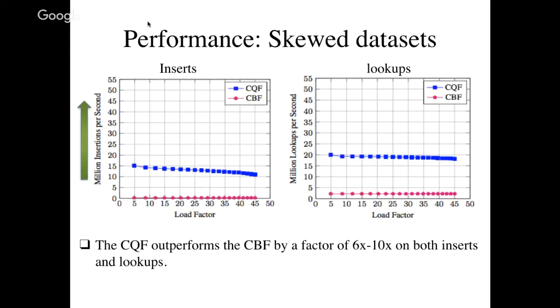And for this data set, the size of the counting quotient filter is 15 times smaller than the size of a counting Bloom filter for the same error rate. And the error rate in these 2 configurations is 0.001. And by error rate, I mean the false positive rate.